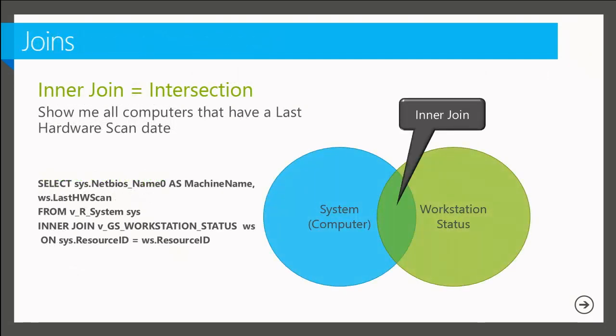So an inner join is give me all of the matching pieces of information. In this case, I'm joining system to workstation, and an inner join will bring back everything that matches in that intersection. And there's a sample query on the bottom as well. Typically, it will say inner join. Also notice I'm using what's called table or view aliasing. It makes it a lot easier to read. So let's go right into the demo.